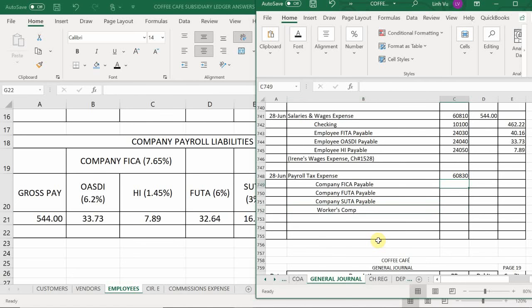And those are account numbers 24060, 24070, 24080, and 24090. Perfect.